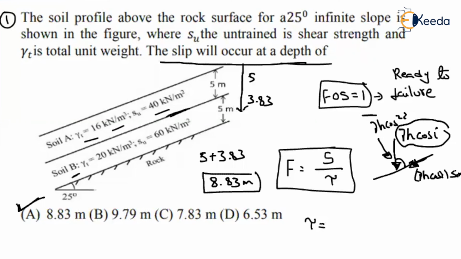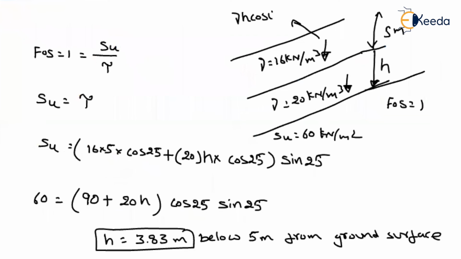You know what mistake the students will commit in this question. They will write 16 into 5 plus 20 into H into cos 25 into sin 25, but that is not correct. Okay, this is about the given problem.